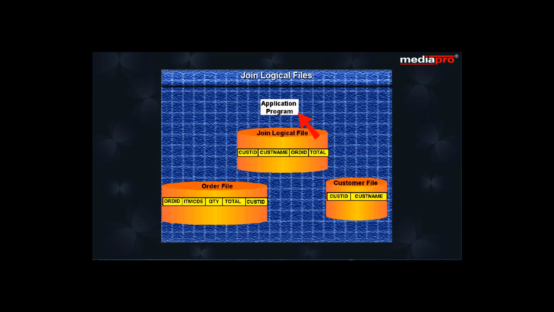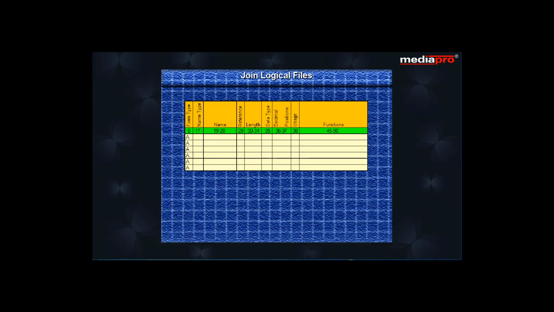To create a join logical file, we need to have at least one field in each of the files whose attributes are identical. Here, we can join the files on the customer ID field. Let us look at the DDS coding for the join logical file. As usual, we begin by defining the record format along with the required fields.